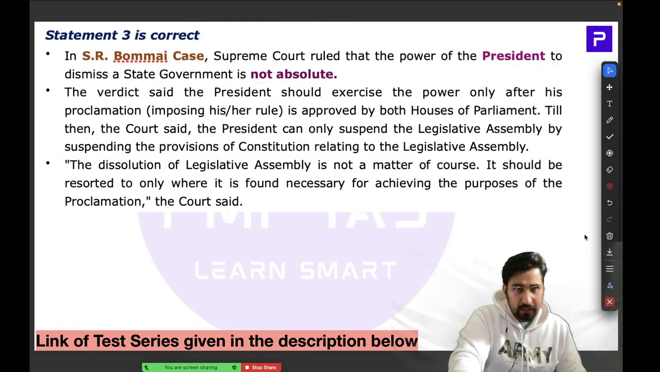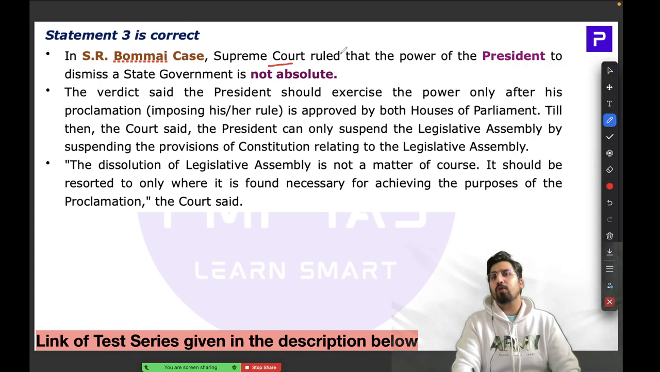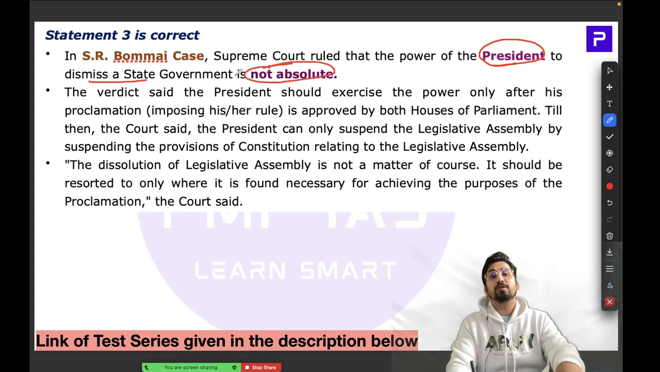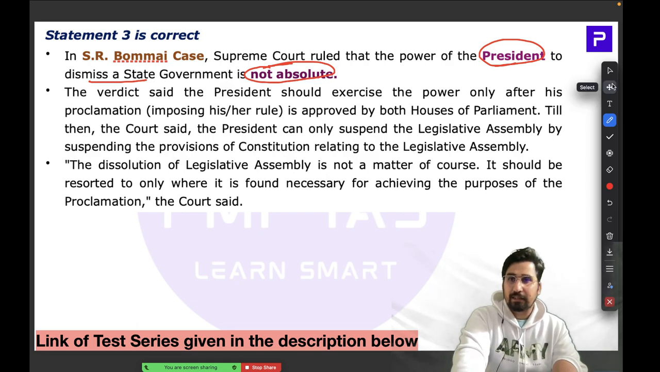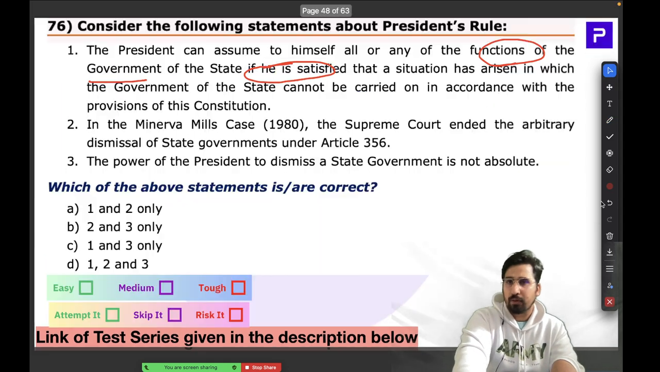In the same case, the Supreme Court also ruled that the power of the president to dismiss a state government is not absolute. That is also subject to some restrictions. So these are the three or four landmark things which were there in the case. You can read about them in detail.